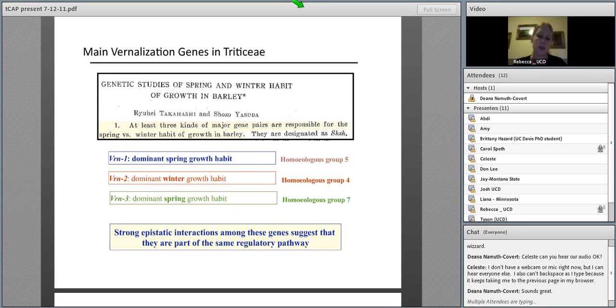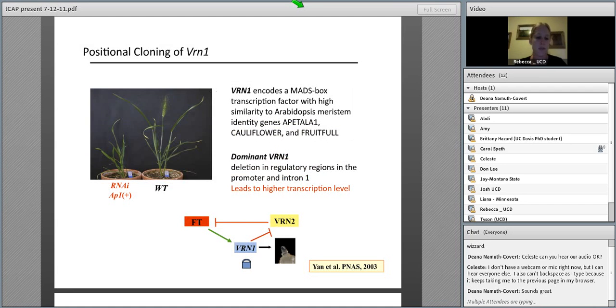It's been recorded that they believe there are at least 3 major gene pairs responsible for this winter versus spring growth habit, as far back as 1971 with Takahashi and Yasuda with this paper. The genes that they discuss in their paper do correlate to VRN1, VRN2, and VRN3, which we know of now. Because of the strong epistatic interactions that we can observe in different populations between these different genes, we do believe that they are part of the same pathway.